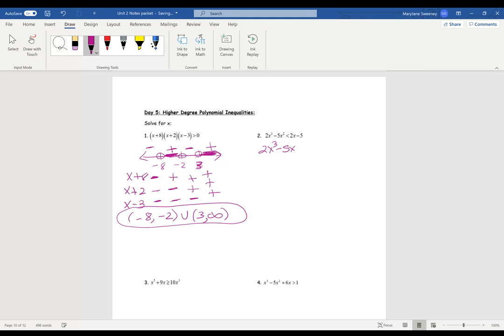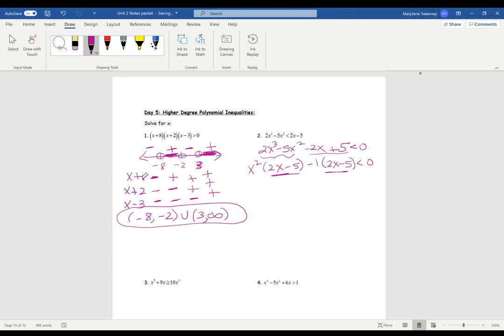2x cubed minus 5x squared minus 2x plus 5 less than 0. Oh, this is a good one to look at. This goes back to when you're factoring with 4 terms. That's when you should think grouping, 2 by 2. Pull out an x squared here. I get 2x minus 5. I have to pull out then a -1 here to get 2x minus 5. Because remember, the whole point of the 2 by 2 grouping is to get these factors to be the same.